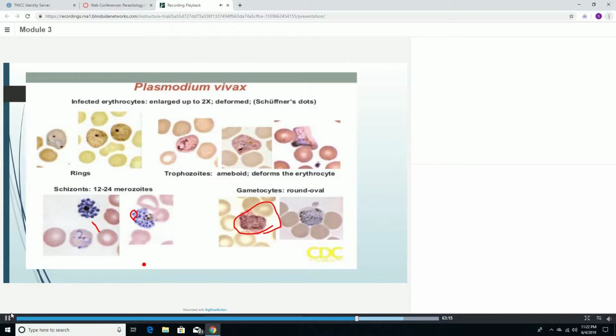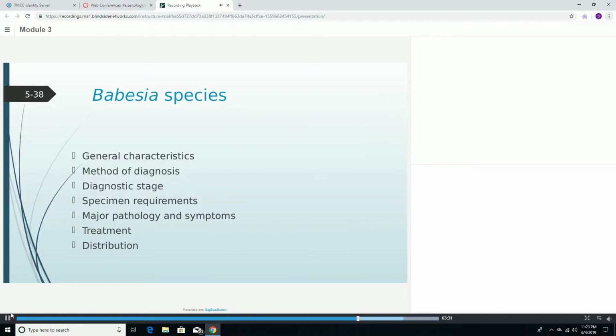These Schüffner's dots are indicative of Plasmodium species. So I want you to take a look at the Schüffner's dots that I expressed down here in the bottom. Again, it's really hard for you to look through a blood smear and not be able to notice these organisms inside of your patient's blood cells. So that's a quick run through of malaria.